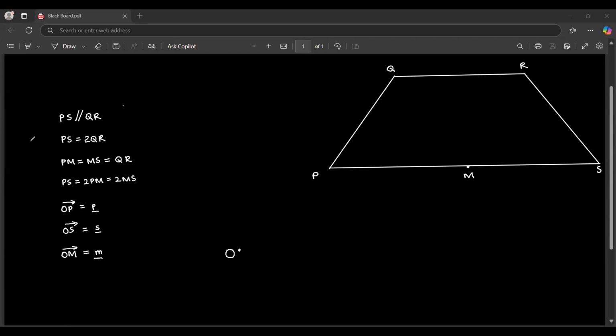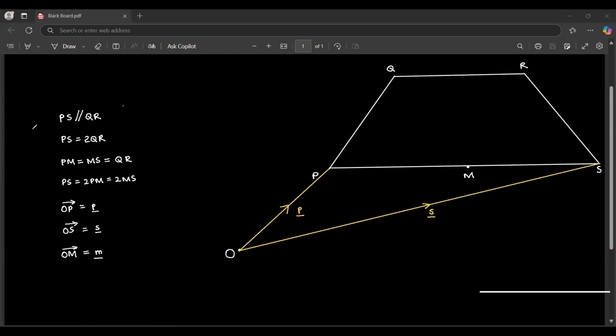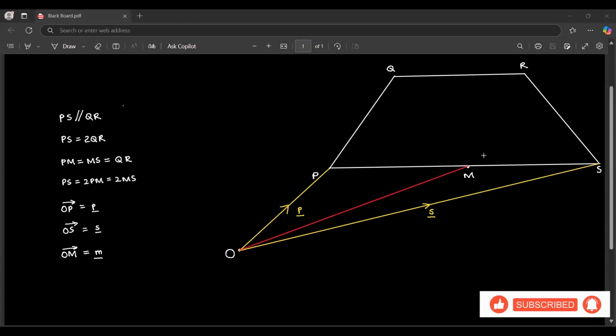Now we know OP equals the P vector. And then we have OS, which is the S vector. And I have to find OM. That's the question here. How can I go to OM?